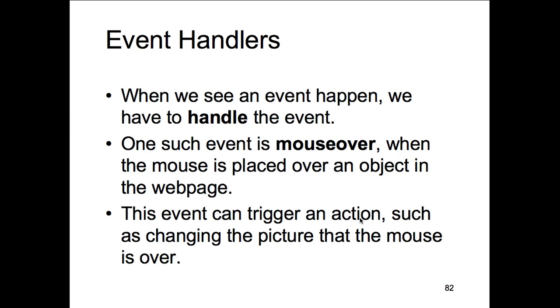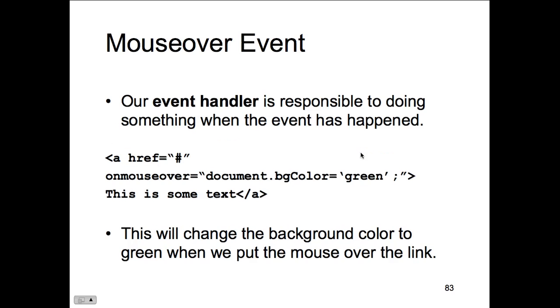So now we're going to give you the mouse over and the mouse move, where we can have an event, so we can have an image, a dog or a cat or something, follow the mouse around the screen. It's irritating people. So when you see an event happen, we can use a handler for the event. Such an event is a mouse over. So when the mouse is placed over an object in the web page, move the object. So you can't click on it. So the event can trigger an action, such as changing the picture that the mouse is over.